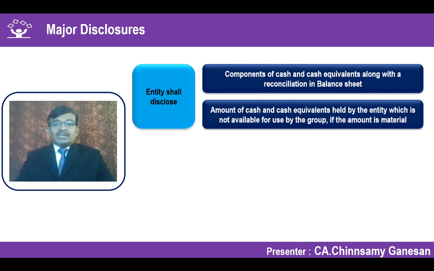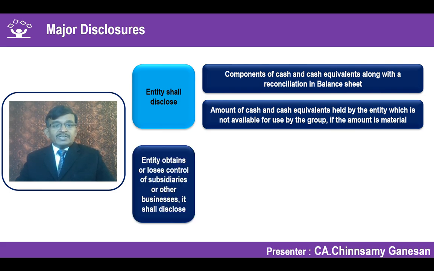Suppose the company has certain cash and cash equivalent, but that amount is not immediately available for use by the group. If it is material, it should be disclosed. For example, the entity has taken a term loan, but the term loan is not fully drawn. The unutilized balance of the term loan, which can be taken as cash and cash equivalent when it is drawn, should also be disclosed as part of the notes and accounts. So undrawn balances should be part of the disclosure.